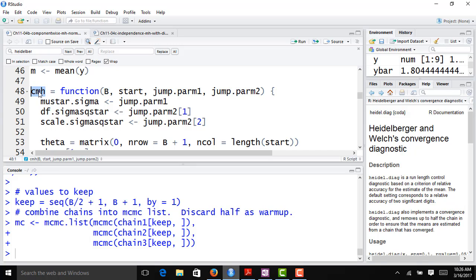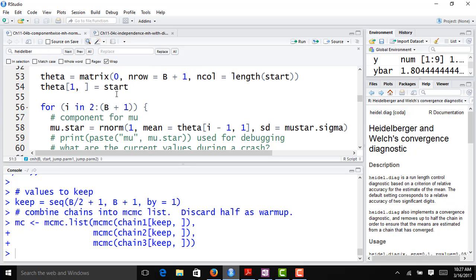component-wise Metropolis-Hastings function here, and it takes B, which is the number of iterations desired. It's going to take start, which is going to be the starting values for mu and sigma squared. It's going to take jump.parm1, which is going to be the scale parameter for the jump distribution of mu, and then jump.parm2, which is going to be the degrees of freedom and scale parameters for the second jump distribution for sigma squared. And once I pass those to the function, I pull the relevant components out. So you see I have mu star.sigma, which is the standard deviation of the normal distribution for mu star. I have the degrees of freedom parameter for sigma squared star and the scale parameter for sigma squared star.